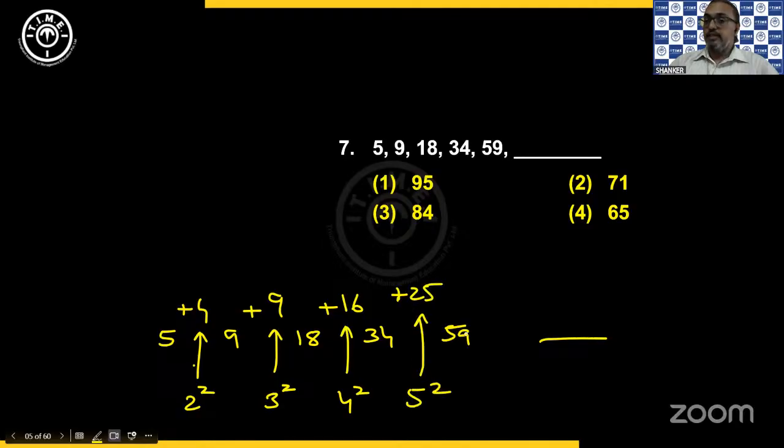By adding 25, it is 59. And then you add 6 square, which is 36. So that is going to be 95. And that is available to us in option 1. Correct? Yeah.